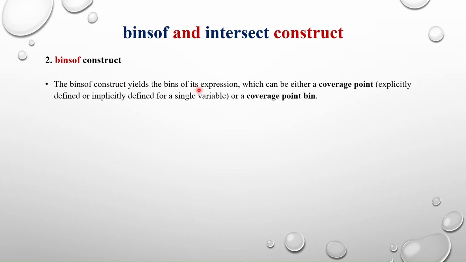So the bins of construct is bins of its expression, which can be either a coverage point or a coverage point bin. So what is a coverage point? Coverage point means the coverpoint of a variable, right? It can be explicitly defined or implicitly defined. And what is a coverage point bin? Coverage point bin means when you define explicit bins for the coverage point, you can refer to the particular bin. The particular bin is called a coverage point bin here. If you see the syntax, you can understand bins of coverage point. So bins of is the keyword, bins of is the construct, and coverage point is the expression. And what can the expression be? The expression can be a coverage point or a coverage point bin.